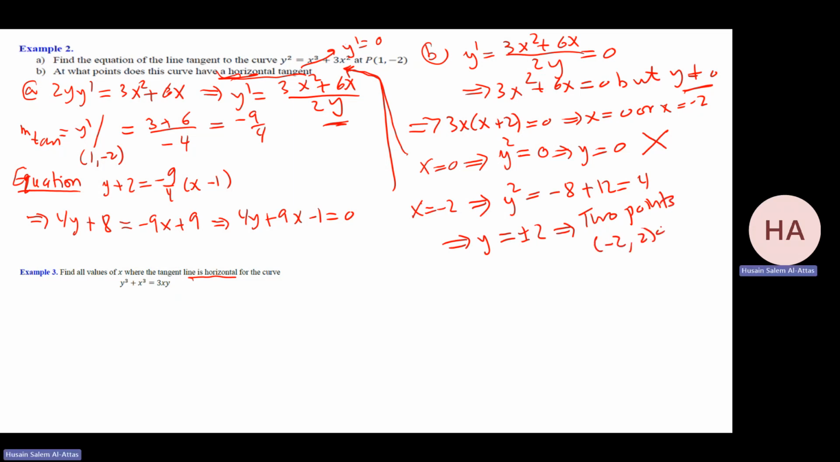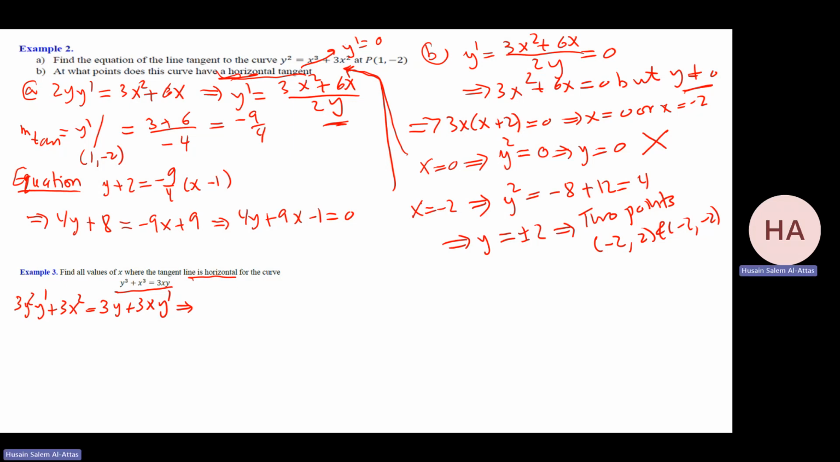Minus 2 and 2. And minus 2 and minus 2. Okay. Now we'll do this. Now differentiate with respect to x. I have 3y square y prime plus 3x square equals 3y plus 3xy prime. That implies y prime.